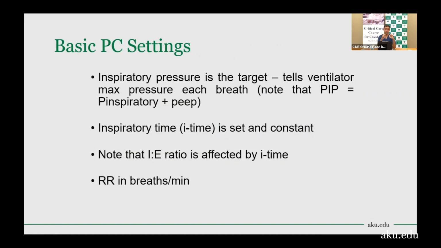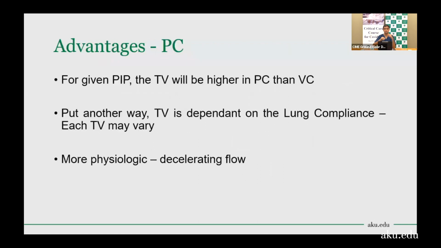We will tell the ventilator this is the maximum pressure with each breath, which is the peak inspiratory pressure, a combination of P inspiratory and PEEP. So when you're dialing it up, please note that you have to account for the PEEP as well. The inspiratory time is either set or constant, and this is again variable with the IE ratio. You can say, I want this delivered in X amount of seconds, or you can dial the IE ratio and the computer will do the mathematics itself. And then you put in the respiratory rate in breaths per minute.